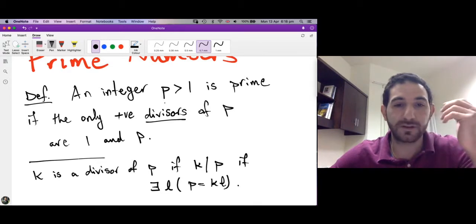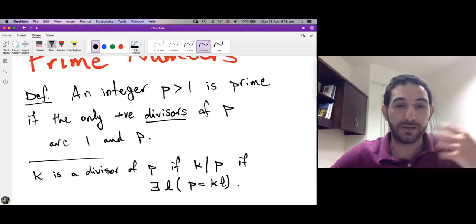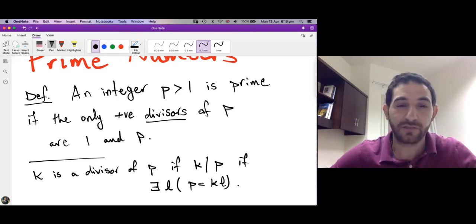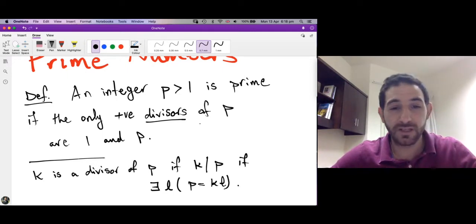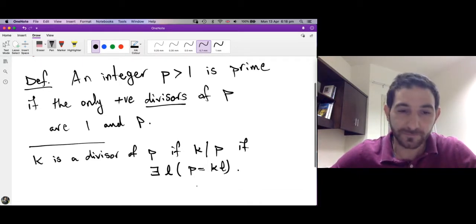And these numbers are very special in number theory because we will see from what is called the fundamental theorem of arithmetic that we can write every integer as the product of such numbers. So they play the role of the building blocks of integers. They are like atoms in chemistry. Every molecule is made from atoms, and here every integer is made from prime numbers.